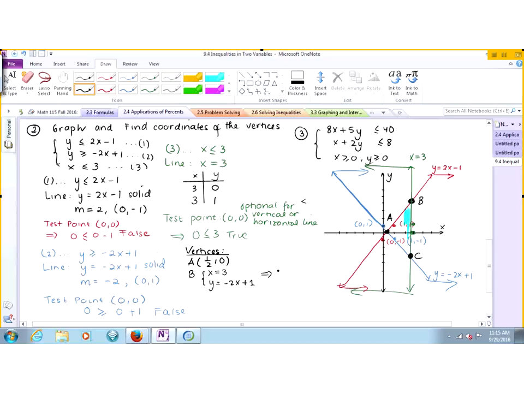So in this case, when you substitute, what do you have? Y is negative 2 times 3 plus 1. So y is negative 5. Okay. So what is your coordinate? X is 3, y is negative 5. So this is 3 comma negative 5. A was half comma 0. Good. How about C?